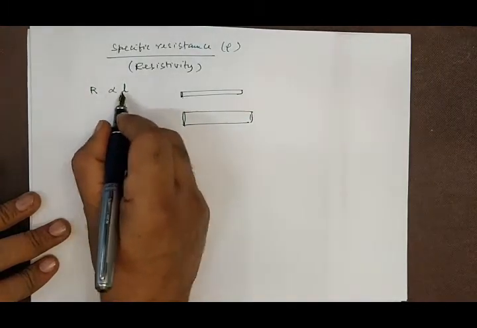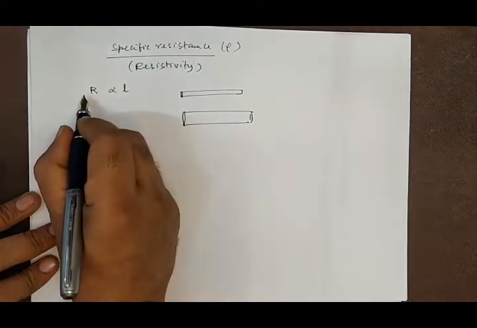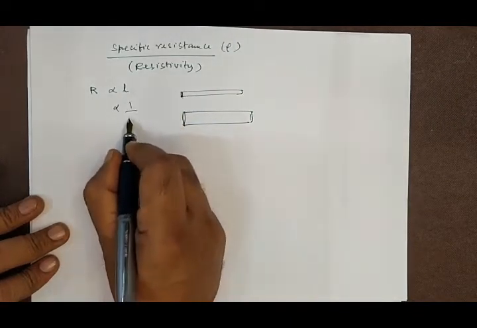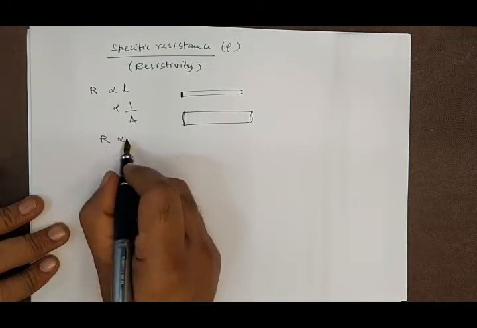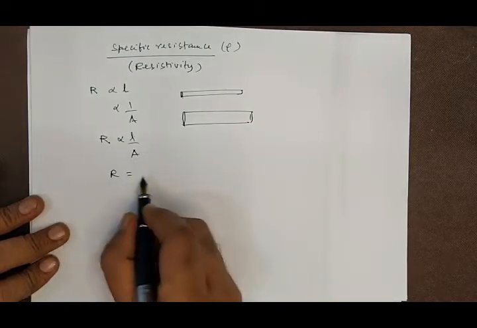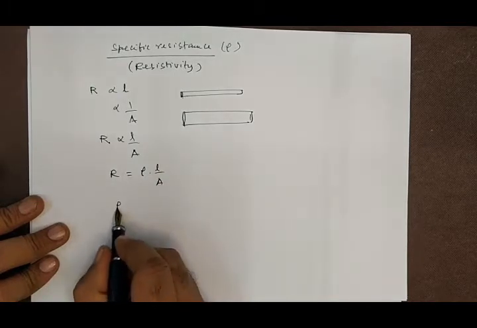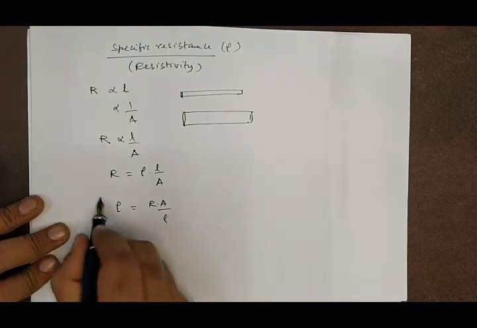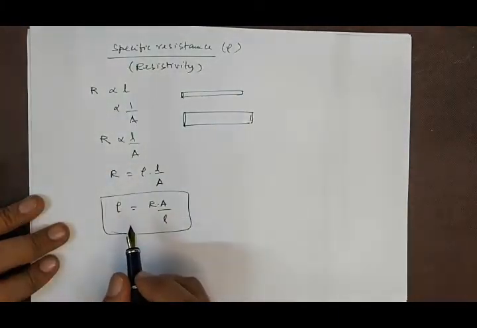So longer the distance, that is longer the length, greater will be the resistance. It is directly proportional. And it is inversely proportional to area of cross section of the conductor. So we can combine this, so L by A. So R is equal to, we can introduce the proportionality constant, rho into L by A. So this rho is equal to R into A divided by L. So this is the resistivity.